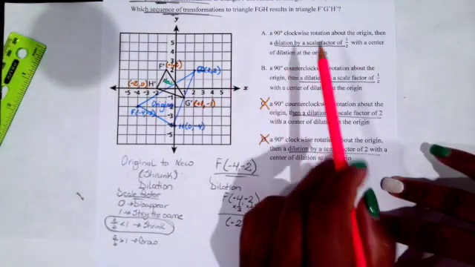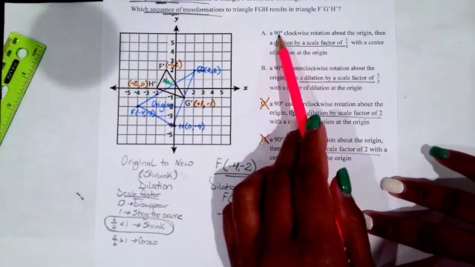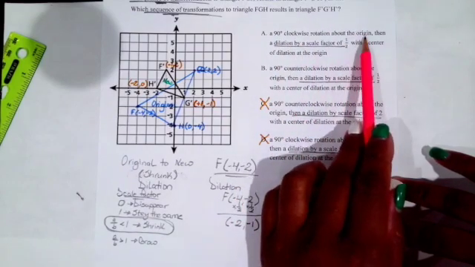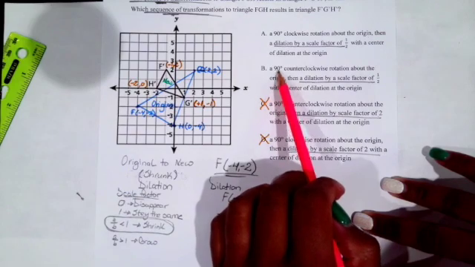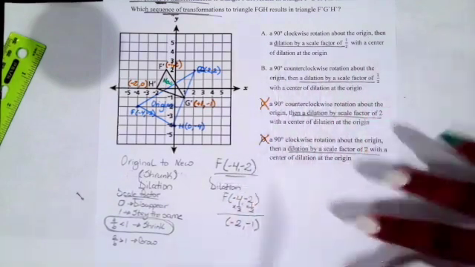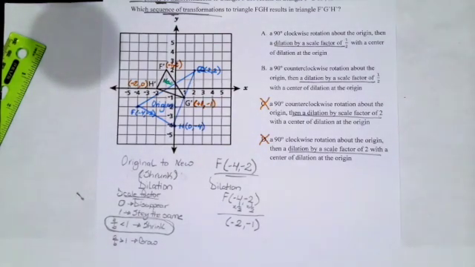So now let's go back to the choices. They are talking about a 90-degree clockwise rotation about the origin in choice A. And choice B is speaking about a 90 degrees counterclockwise rotation about the origin. We did this in class, so I'll just remind you.